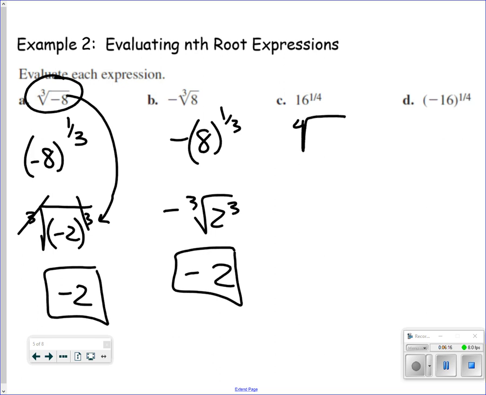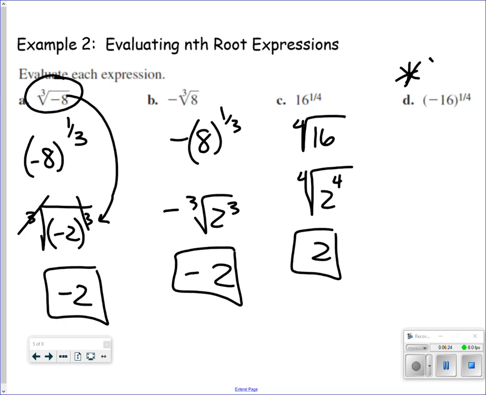This is the 4th root of 16, or the 4th root of 2 to the 4th power, which is just 2. And now this one gets a big star. If you type this into your calculator, or if you tried to do this, there is no way to get -16, because -2 times -2 times -2 times -2, if you did it 4 times, is a +16. So there is no way to do this question, okay?